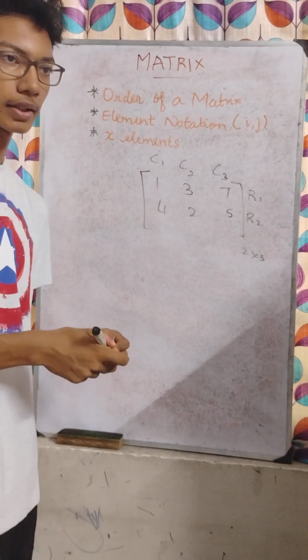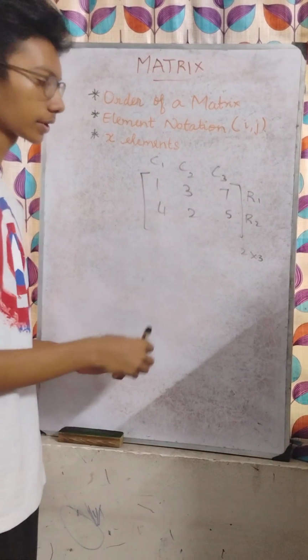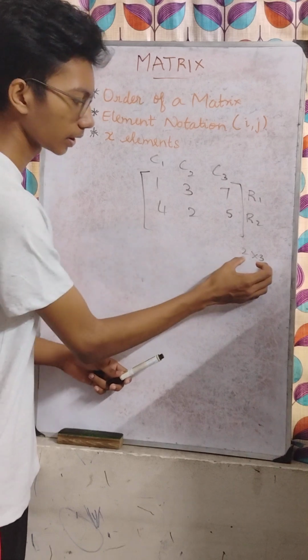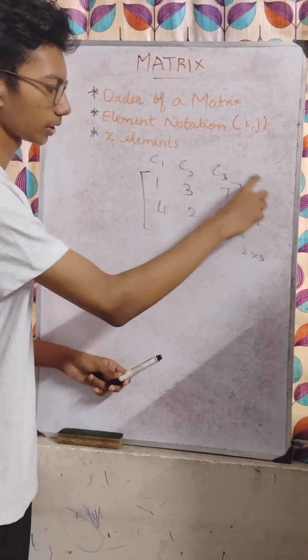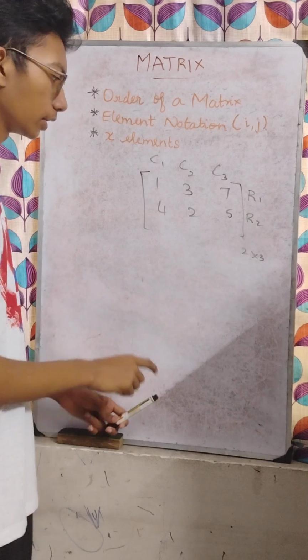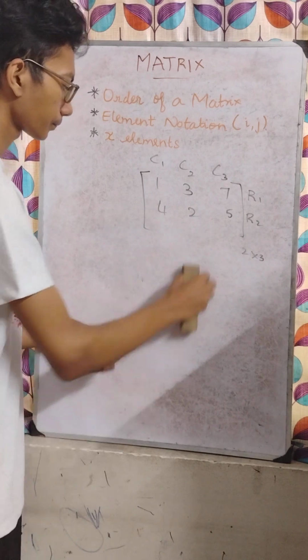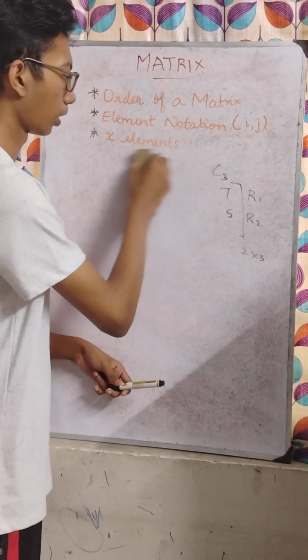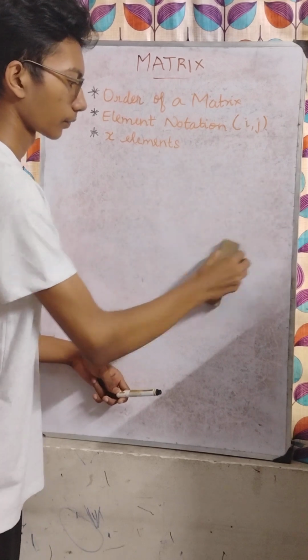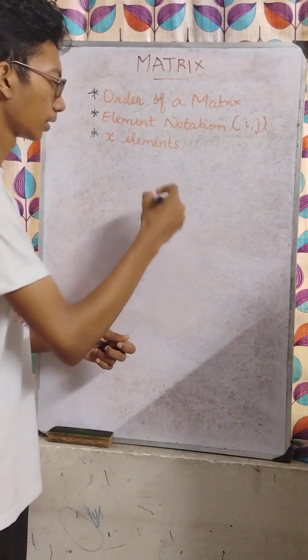The order of a matrix may not be written in the matrix itself, but usually it is represented outside the matrix, in the bottom right hand side. So this is where the order of a matrix is usually represented. So that is about the order of a matrix. Now we will see element notation. So what is element notation?